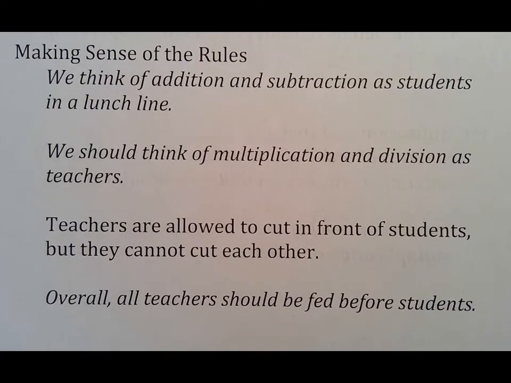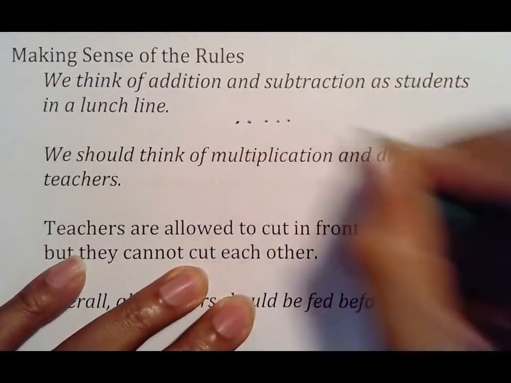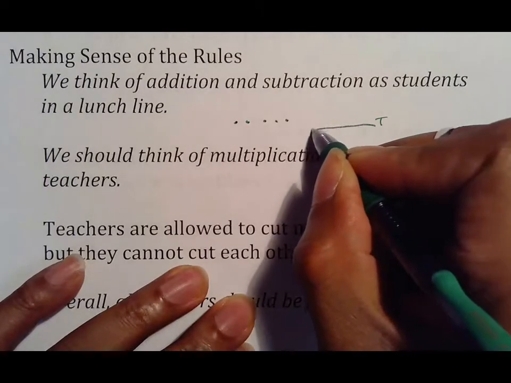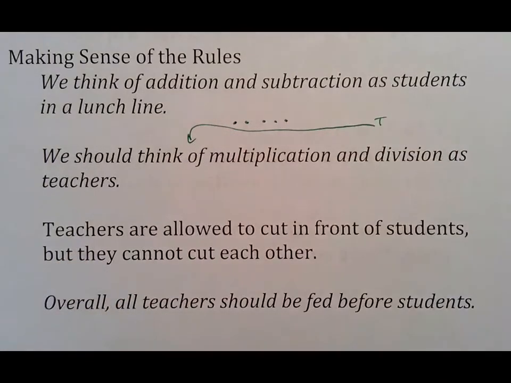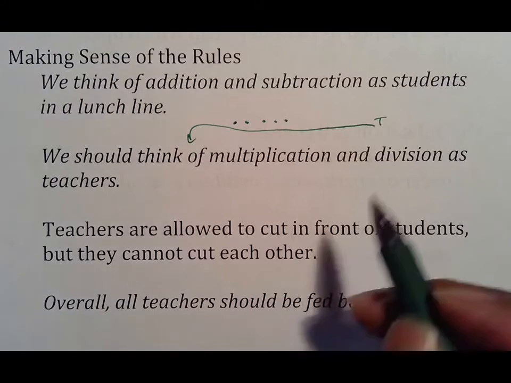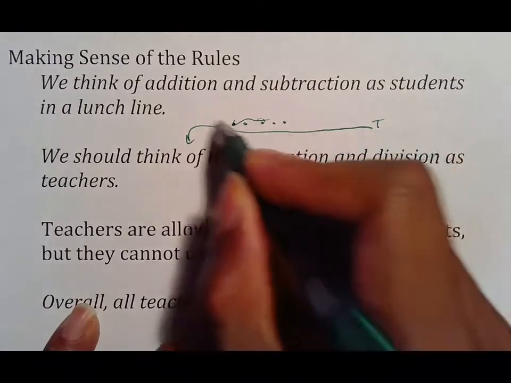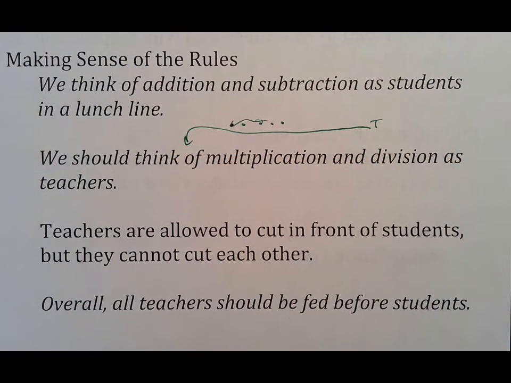So let's think of multiplication and division as teachers. Here's what I need you to know, and I think you've seen it. If you haven't seen it, it happens that you are in a lunch line and you have all these students that are lined up for lunch, and then a teacher walks into the lunchroom and they typically go right in and they get their food. And the reason that happens is because teachers have things to do. We have to make copies, we have to make calls, we have to talk to parents, all that good stuff. And so teachers are allowed to jump in front of students. Students can't jump in front of students, but a teacher can jump in front of students only because we have things to do. So overall, feed the teachers first, then feed the students.